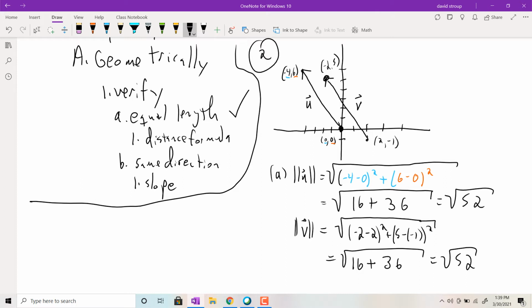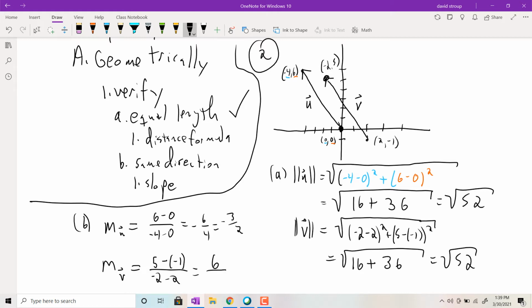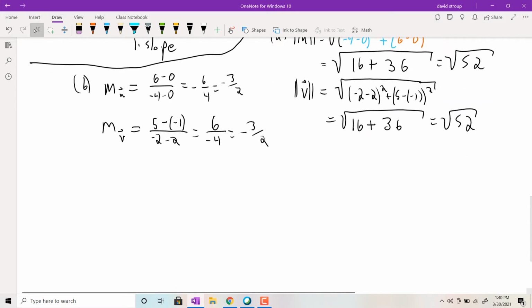Okay, so the second part then is slope. Just look at the slope and see if they're going in the same direction. So the slope for vector u is going to be rise over run, right? y2 minus y1 over x2 minus x1. So you go 6 minus 0 all over -4 minus 0. So I get -6/4, which is -3/2. And then the slope of vector v, again, y coordinate minus the other y coordinate, 5 minus -1, all over -2 minus 2. Okay, so 5 plus 1 is 6, all over -2 minus 2 is -4. And sure enough, same length, same direction. In other words, these two vectors are equal. So hence, we may conclude vector v is equal to vector u. Okay? Okay, great.